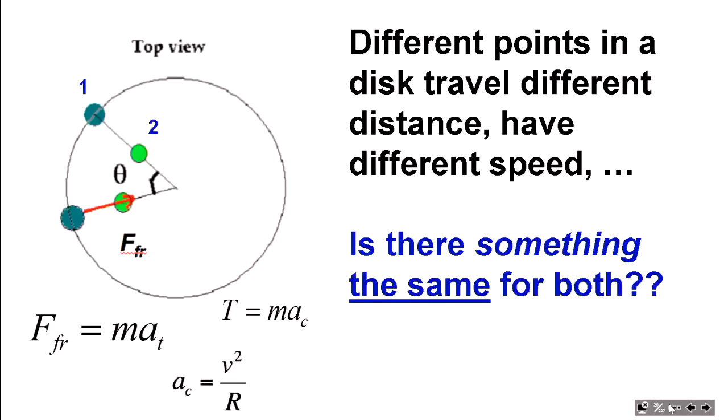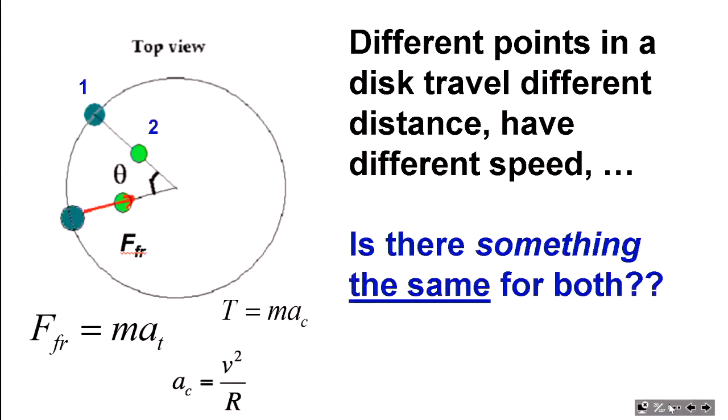distance is different, distance over time is speed, speed is different, speed squared over radius, acceleration is different. We have to find something they have in common. Otherwise, we will not be able to describe the motion of this object as a whole. So, please, anybody, venture an idea. When these two objects move, like in this experiment, in circles, the radius is different, the distance traveled is different. What is the same?